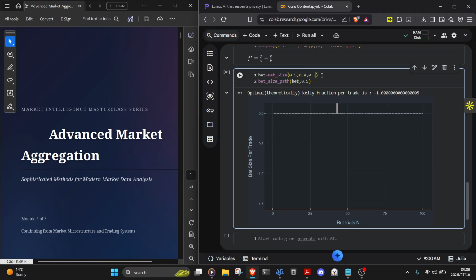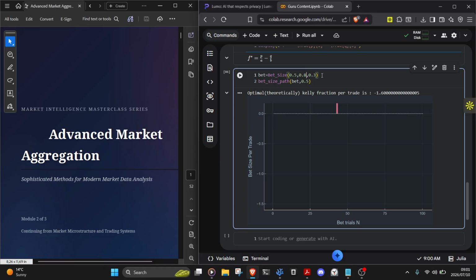Because the Kelly criterion, what it's trying to do is essentially optimize the expected value of the log of your wealth, right? So if the Kelly fraction per trade is negative, that means the strategy itself has a negative EV. If the Kelly fraction per trade is positive, that means the strategy has a positive EV. If it's zero, that means the strategy has zero EV, right?